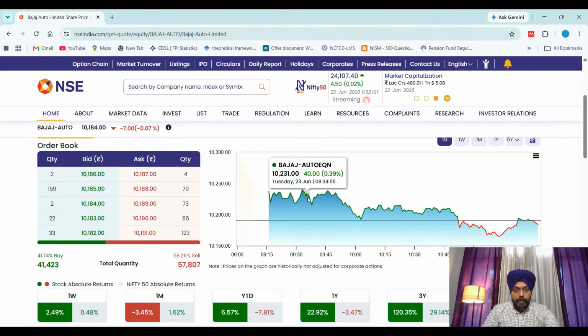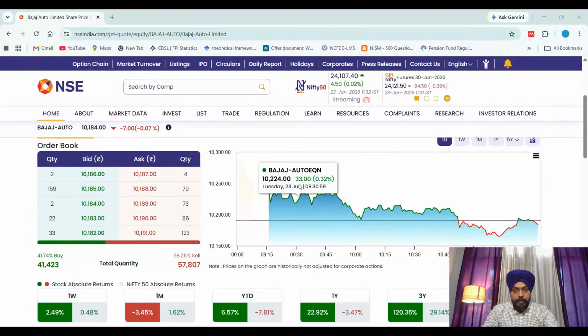So obviously I will write this price in my Gann square to generate the support and resistance levels. 10224 is the 9:30 AM price. S1 and R1 I will generate. So my support 1 is 10175 and my resistance is 10251. I will enter all these values in the Excel now.